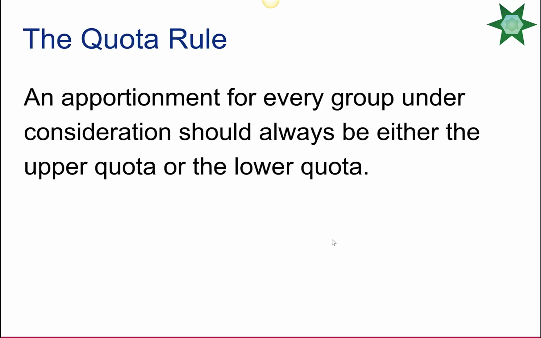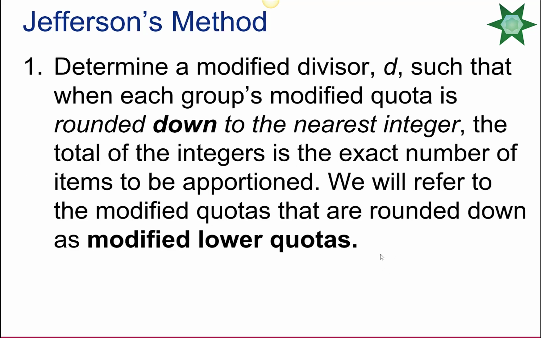The quota rule says an apportionment for every group under consideration should always be the upper quota or the lower quota. Let's study Jefferson's method now. In Jefferson's method, we actually don't use a standard divisor, we use a modified divisor such that when each group's modified quota is rounded down, the sum of the integers is the exact number of items to be apportioned.